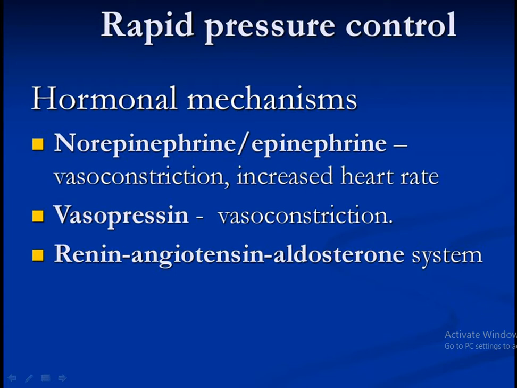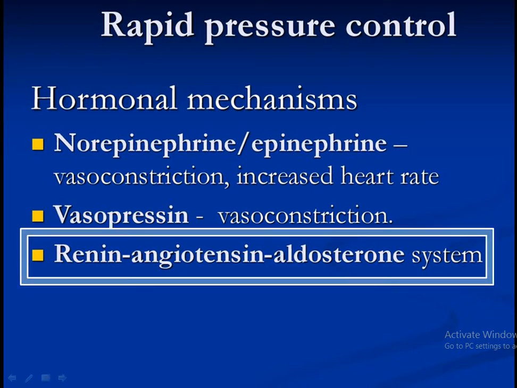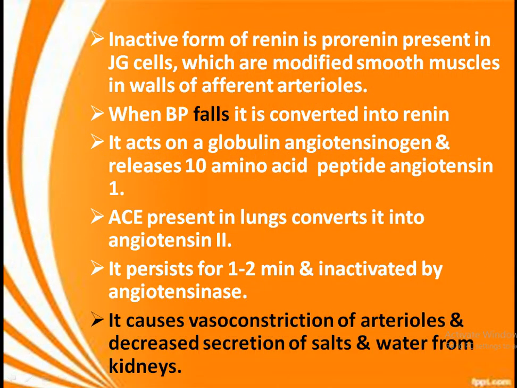Vasopressin, the other name, that is the antidiuretic hormone or ADH, is also going to increase the vasoconstriction, and in this way causing the increase in the blood pressure. And the next is the renin-angiotensin aldosterone mechanism. And this is the thing which we are going to discuss today in detail. This mechanism is purely related to the kidney.